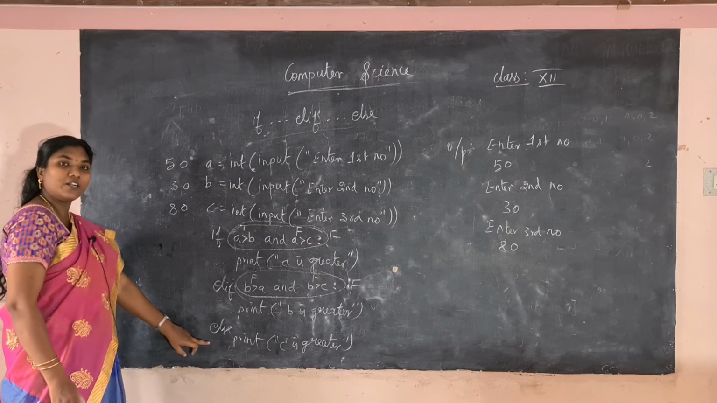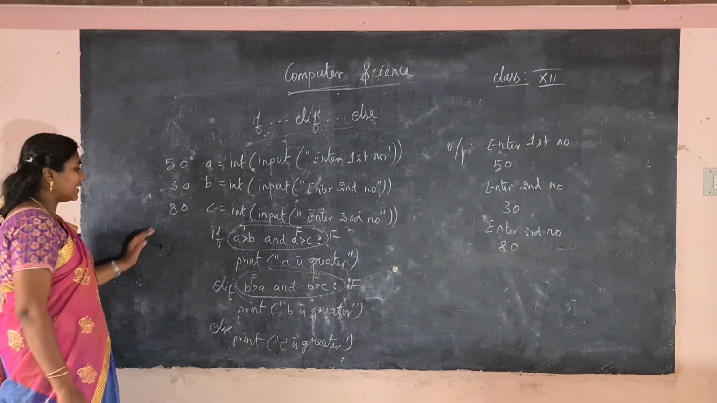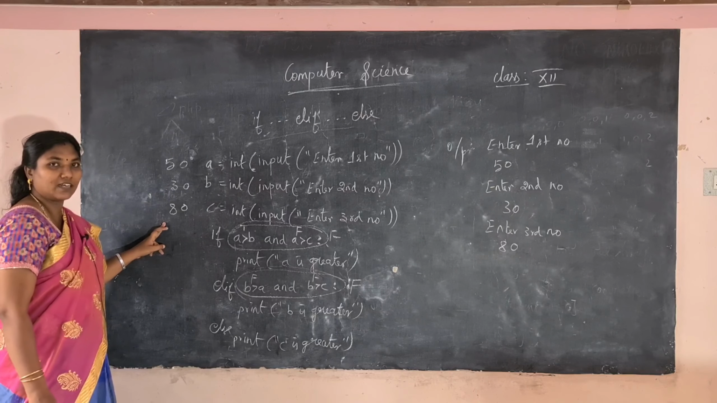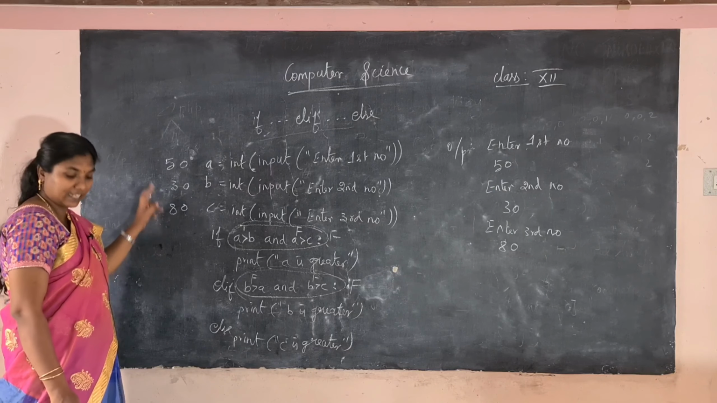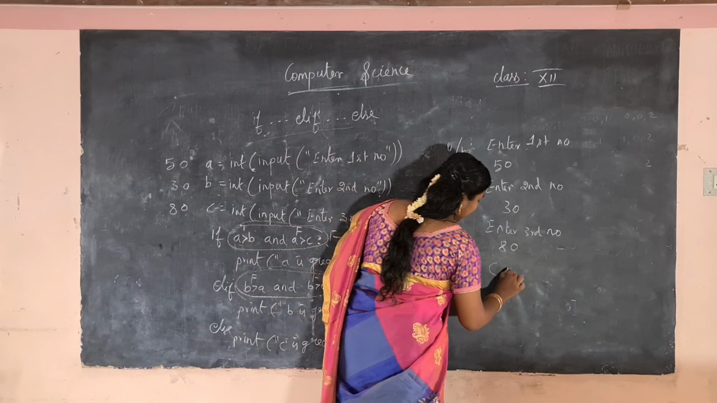So next it will move on to the else part. So else part, if neither of them holds, obviously, C is greater. Okay. So if it is not 50 and not 30, the third one must be greater than the above two. So what will be our output? C is greater.